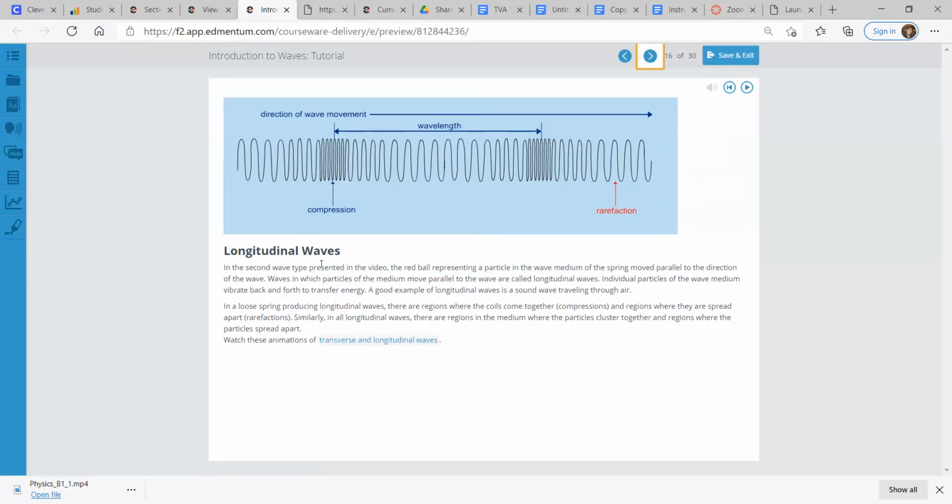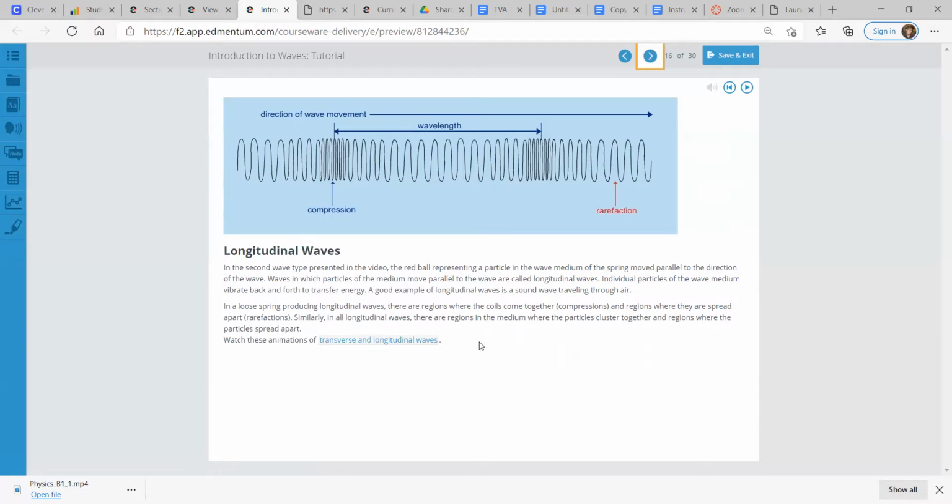So in the longitudinal waves, in the second wave type presented in that video, there is a red ball representing a particle in the wave medium of the spring, and it moved parallel in the same direction as the wave itself. Waves in which particles of the medium move parallel to the wave are called longitudinal waves. Individual particles of wave medium vibrate back and forth to transfer energy. A good example of longitudinal waves is a sound wave traveling through air.